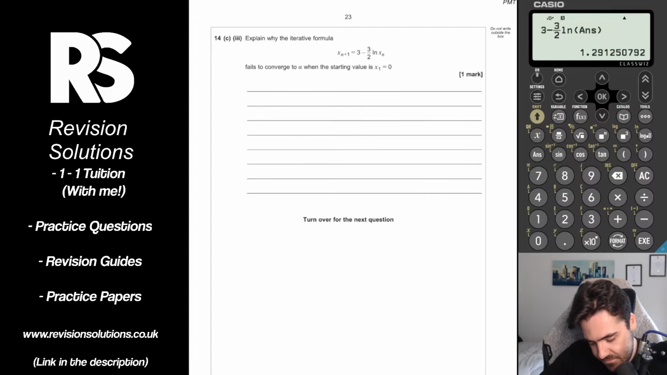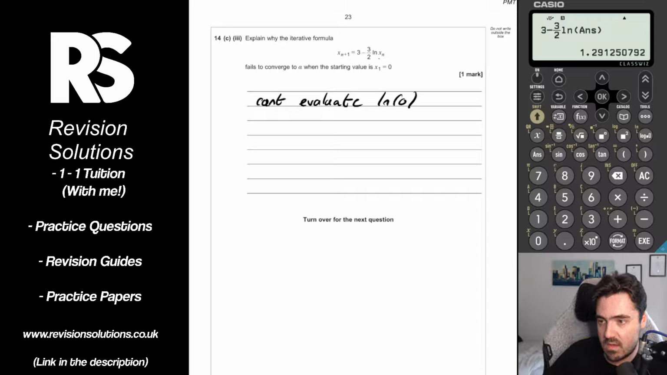Explain why the iterative formula fails to converge to alpha when the starting value of x1 is 0. Well, if we just look at the formula, there's a problem immediately plugging in 0 because we can't evaluate natural log of 0. There's no real number that will give us an answer for that.